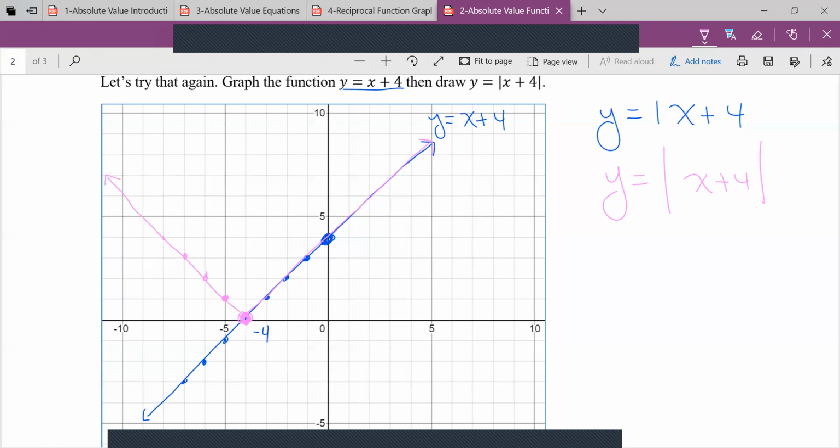And pull out my ruler, and I'm going to get a sharp V. There it is. That's how you draw that. So what we did was we found the x-intercept first. That's going to be your most important point. The y-intercept's important too, but the x-intercept's most important. And then anything that's positive stays positive, and anything that's negative, that has a y value that's negative, we're going to make that positive.